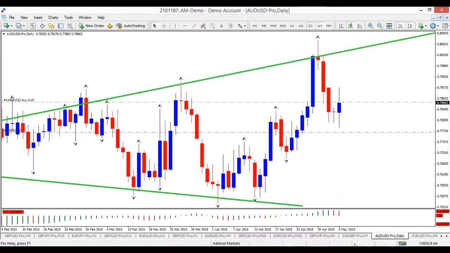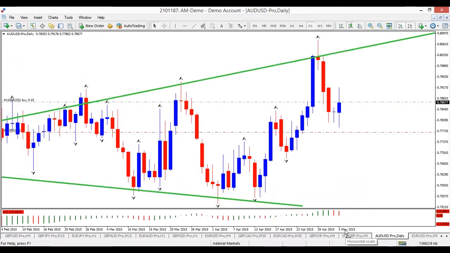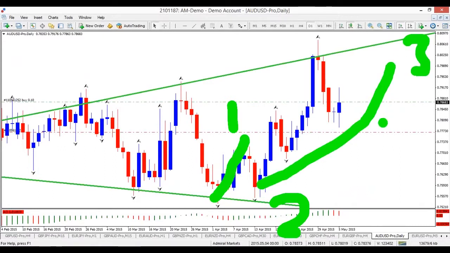A 4 can go into 1 in a leading diagonal or an ending diagonal, but a leading or ending diagonal is always a wave 1 or wave 5. And if this is a wave 4, it would have to be part of a wave 3, because if this is wave 1 and this is wave 2, then all of this is part of wave 3. And we cannot have leading or ending diagonals as part of wave 3. We cannot have wave 4 overlapping wave 1 as part of wave 3.